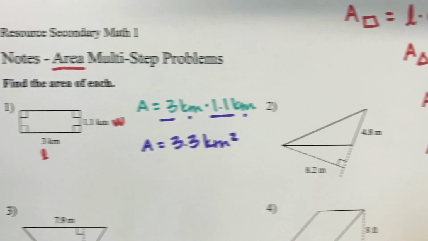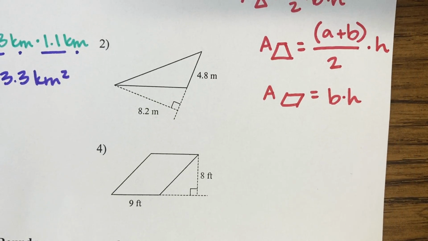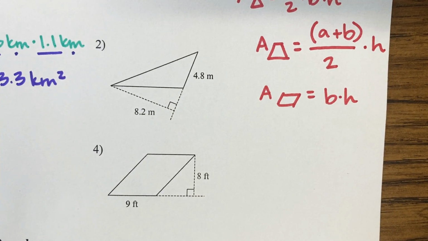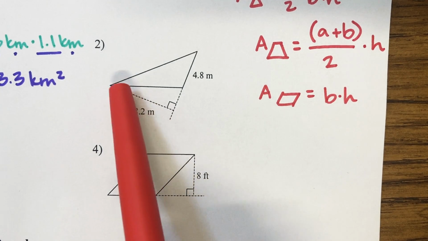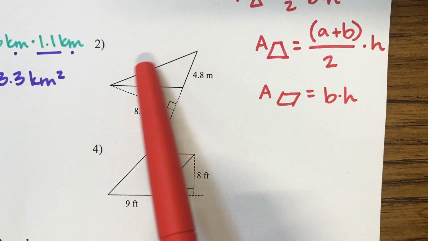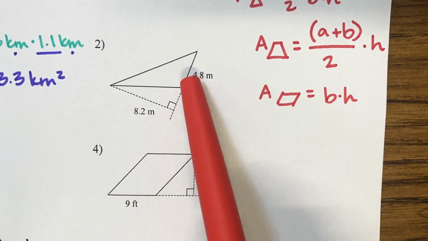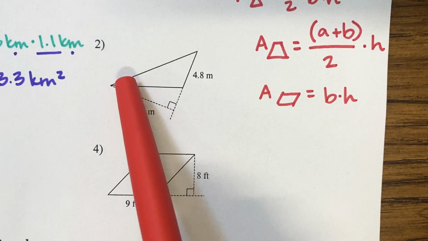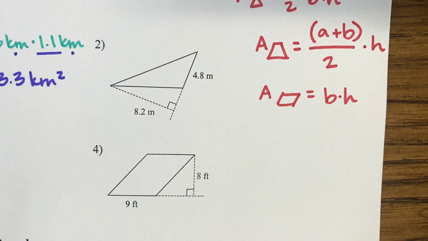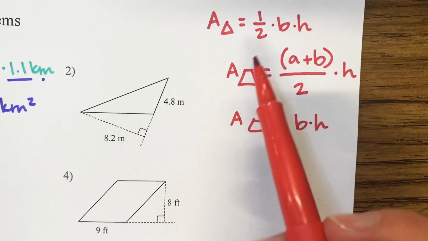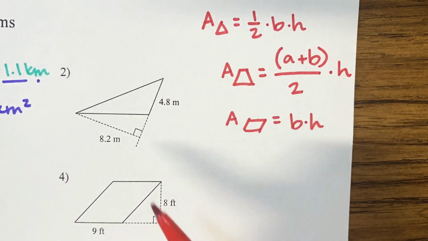Beautiful. Okay, let's look at number 2. We don't have a ton of space, that's okay. So we have a triangle here. This is our triangle right here. These dotted lines are going to show us how tall that triangle actually is. So I kind of just gave you a hint, because we need to identify 2 things in our triangle, our base and our height.